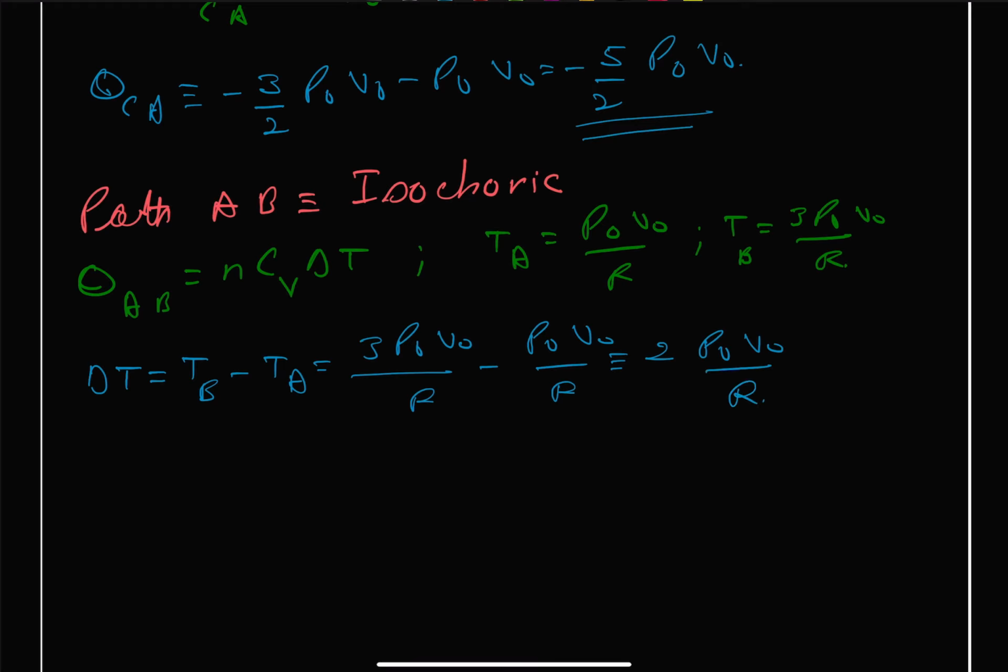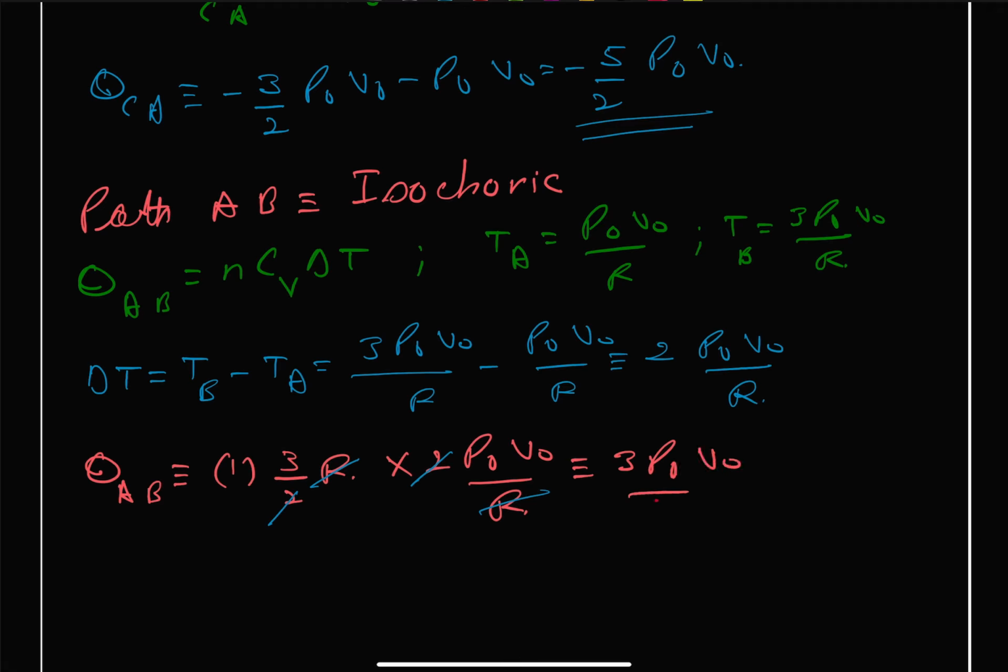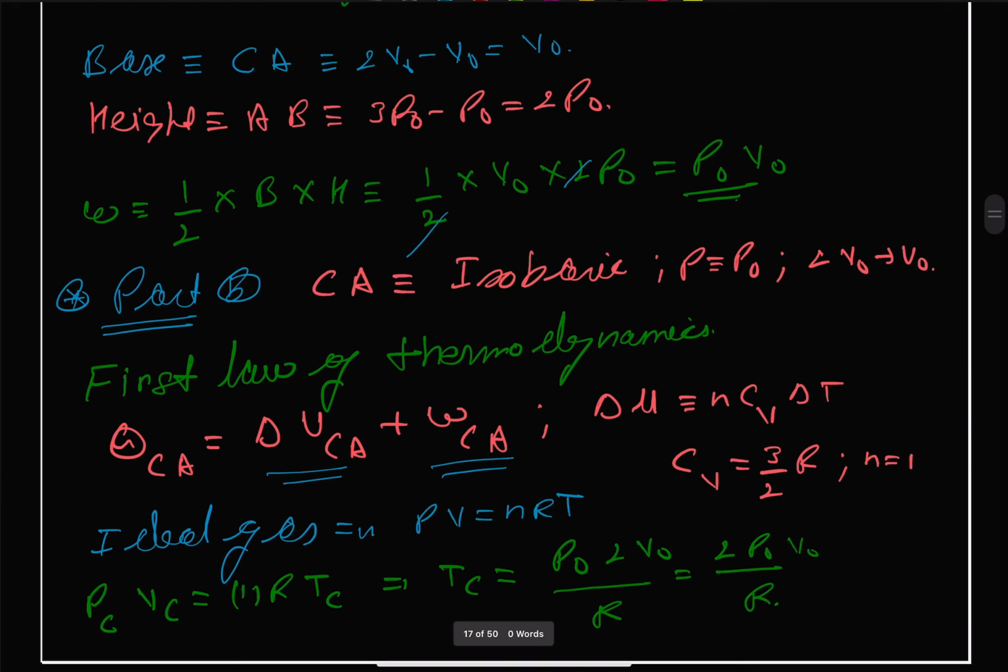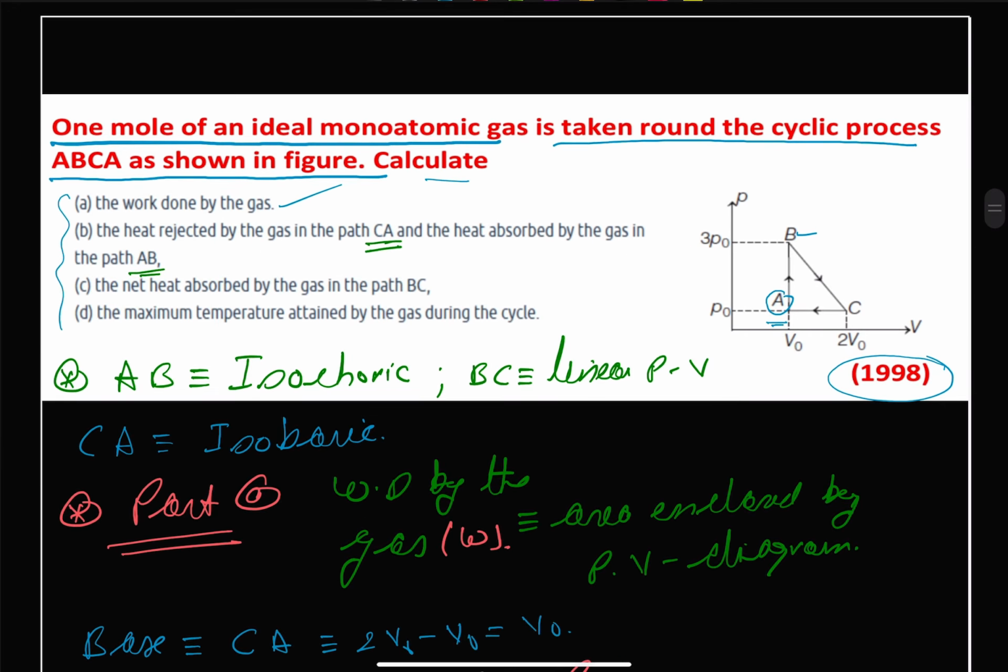Therefore, QAB will be equal to N, which is 1, times 3 by 2 times R, and times twice P naught V naught upon R. Here R and R cancel out, 2 and 2 go away, so we are left with only 3 P naught V naught. So it is a heat absorbed. Okay. And we come to part C, the net heat absorbed by the gas in the path BC.